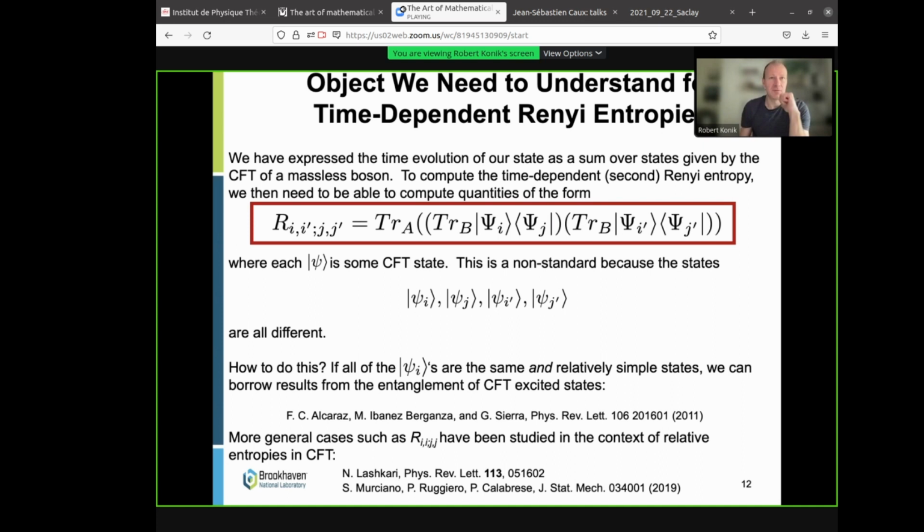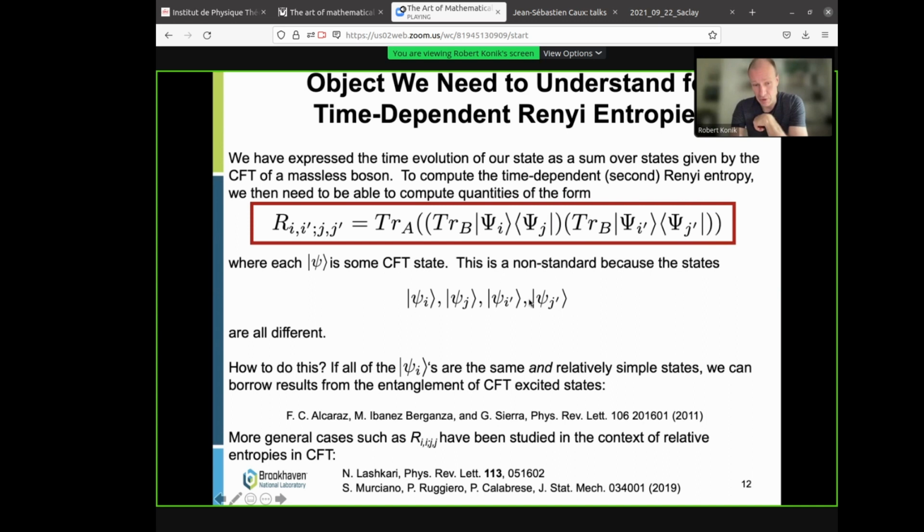As I say, we've computed the time evolution of our state in terms of our computational basis, and we've written at least the second Renyi entropy as this object here in this red box. Now this object is non-standard because typically when we compute Renyi entropies of conformal states, all of the states are the same. But here we have to deal with an object where all the states are different, and not the ground state.